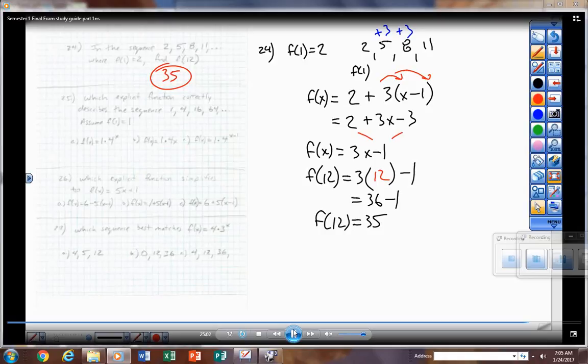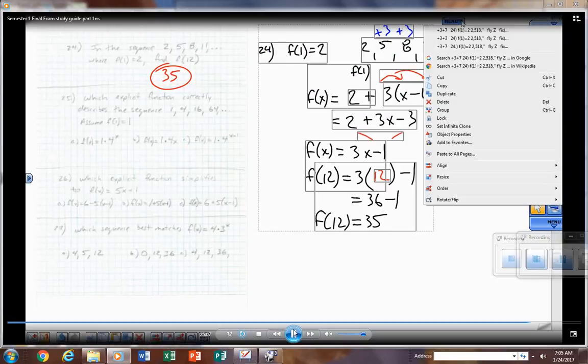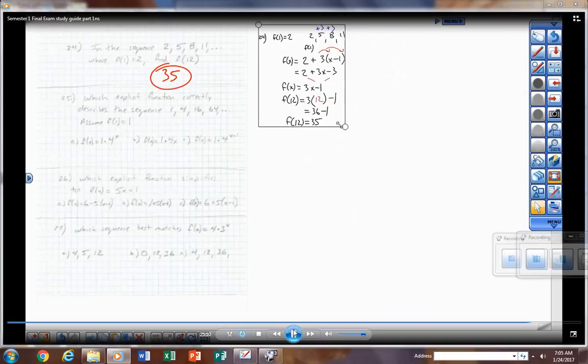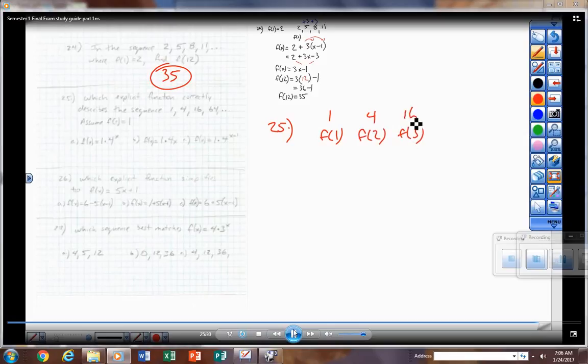All right, problem 25 has you write the explicit function using the first term instead of the 0 term. So again, for this sequence, I have 1, 4, 16, 64. That is a geometric sequence. My r is 4. I'm multiplying by 4. My first term is 1. So again, to find that explicit function, all I have to do is plug in that first term 1 times that r to the x minus 1. So that answer would be f of x equals 1 times 4 to the x minus 1.